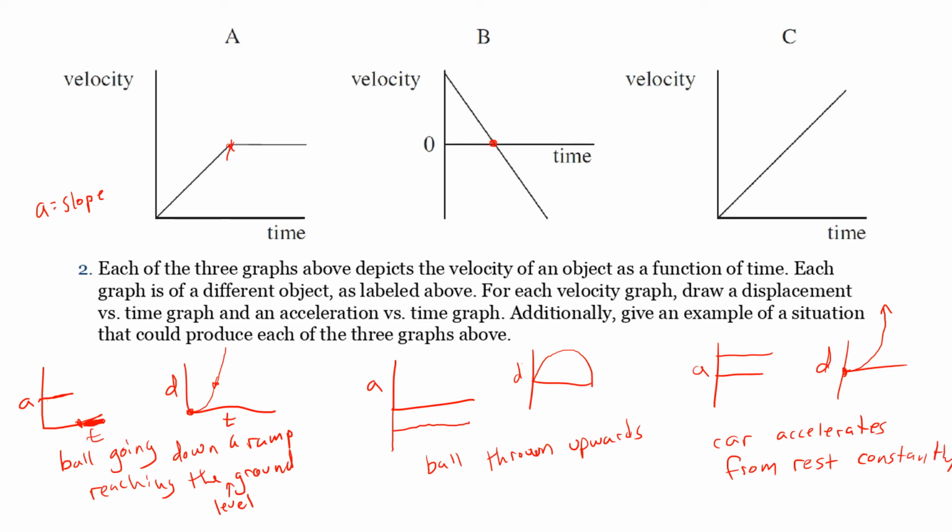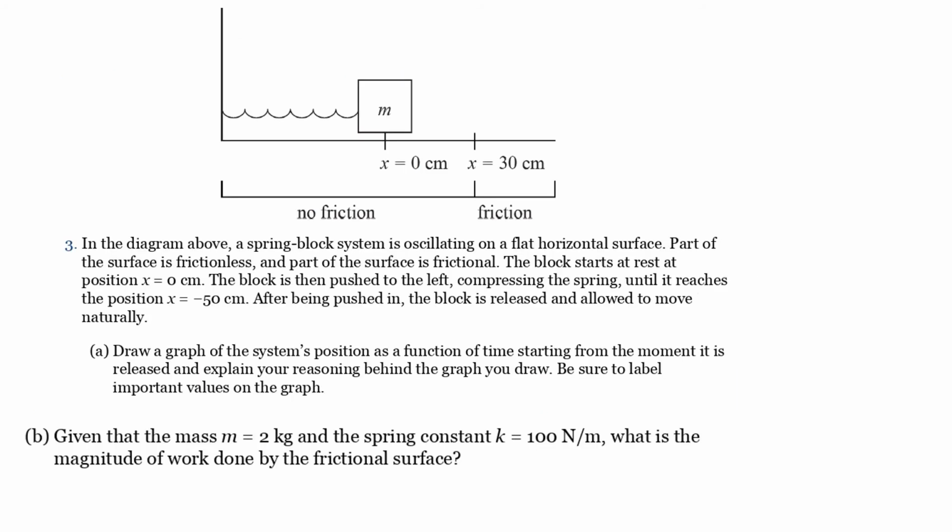All right, that's all you have to do for that one. Next one. Diagram above, a spring block system is oscillating on a horizontal flat surface. Part of the surface is frictionless and part of it is frictional. The block starts at rest at position 0. After the block is pushed to the left, compress the spring until it reaches negative 50.